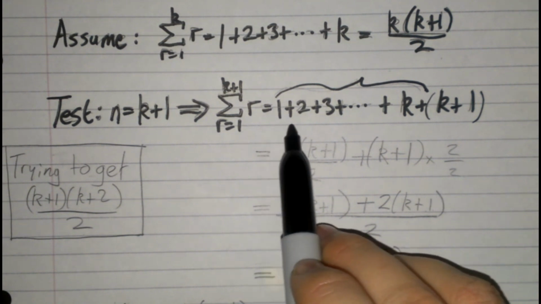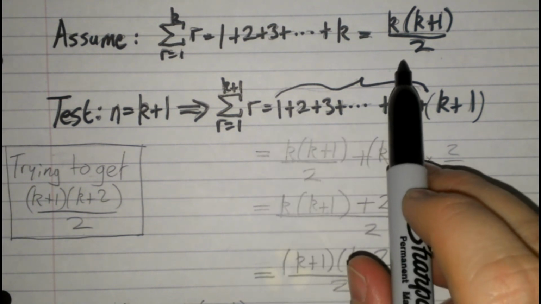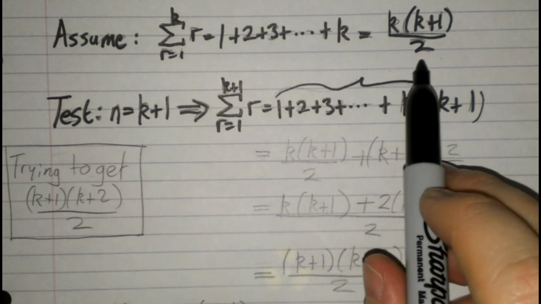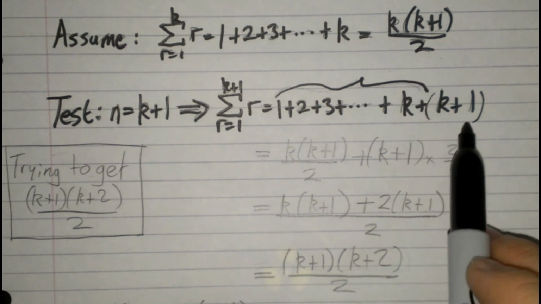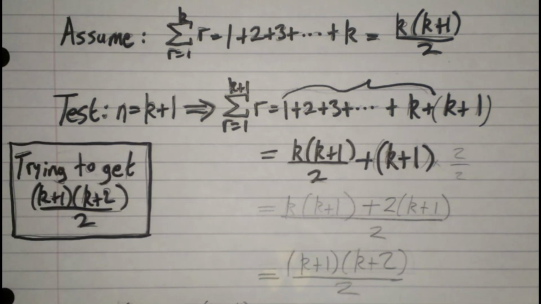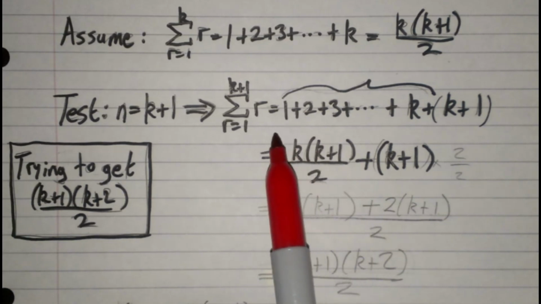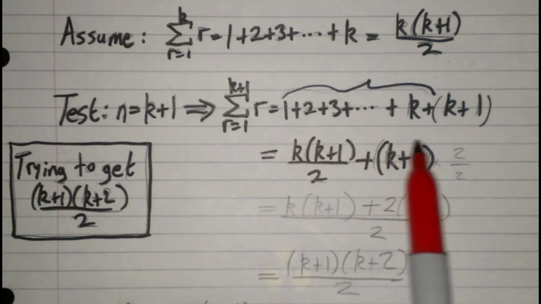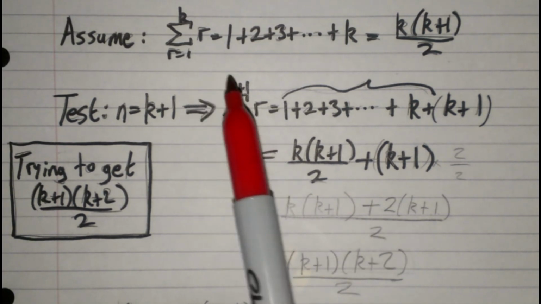So I can say that all of this stuff up to k is equal to k times k plus 1 over 2, and then all I have left at the end is the k plus 1 here. So that's half the job done then. Anytime you're doing induction, you're almost definitely going to be replacing something in your summation, or whatever it is you're trying to prove, with something from your assumption.